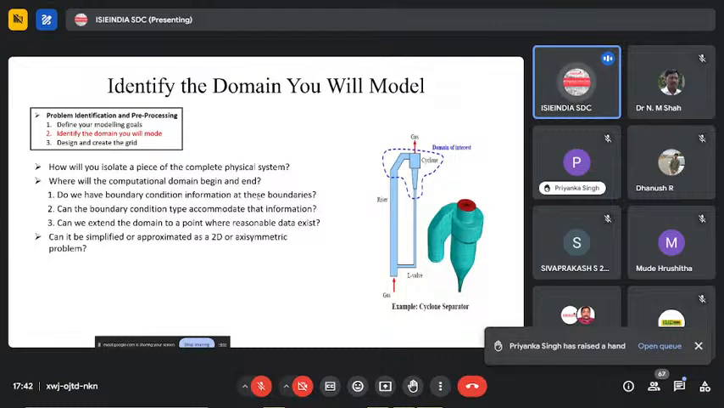For example, suppose we want to study the flow of air around a car. We need to know the domain that we have to select: the car body, or the whole car. So it depends on what section we are choosing to model of the car. Now after that we have to establish the computational domain, from where it begins and where it ends.